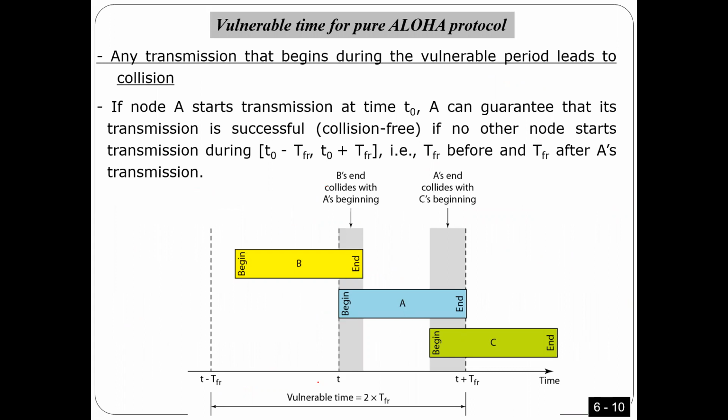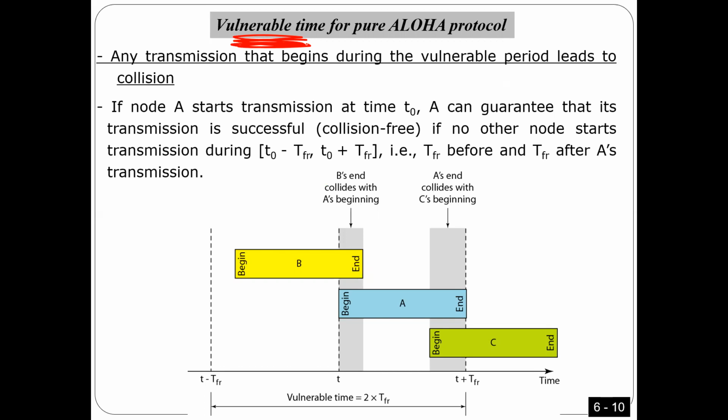There is something very important here, very, very important. You have to pay attention to me. We call it vulnerable time, or vulnerability period. Vulnerable time means, in order to make sure my transmission is collision-free, I have to make sure no one else will transmit in this time. This is what we call vulnerable time. So if anybody transmits during this time, a collision is going to happen.